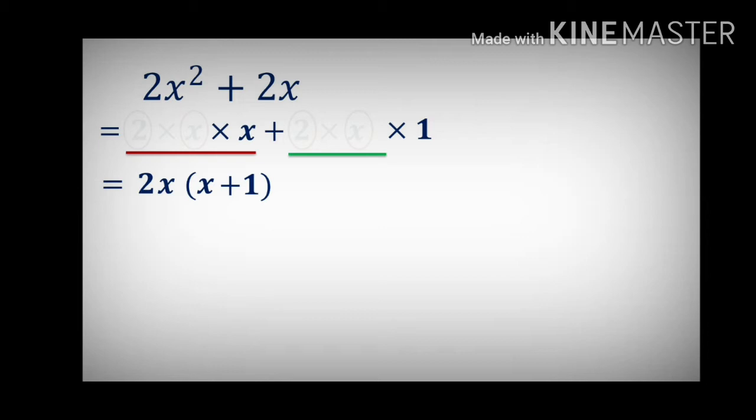Now how to check the answer? You can multiply it back. So when you multiply 2x with x, we'll get 2x squared. And when we multiply 2x with 1, we will get 2x. Hence we can verify our answers too.